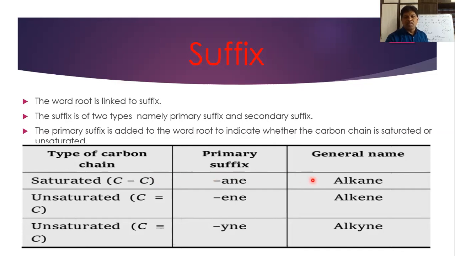And general name is what? Alkanes. In alkane compound, AN indicating what? Primary suffix. And ALK, alk is nothing but root word. If 1 carbon is there, methane we say. If 2 carbons are there, ethane. If 3 carbons are there, propane. If 4 carbon atoms are there in the chain, butane. Like this, we take alkane.